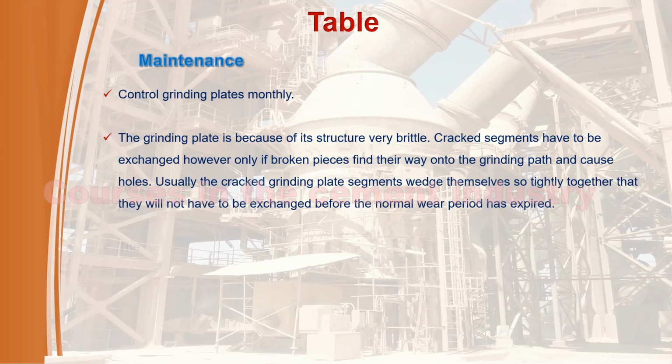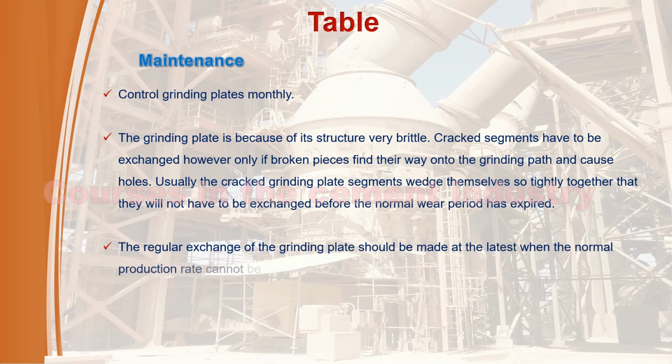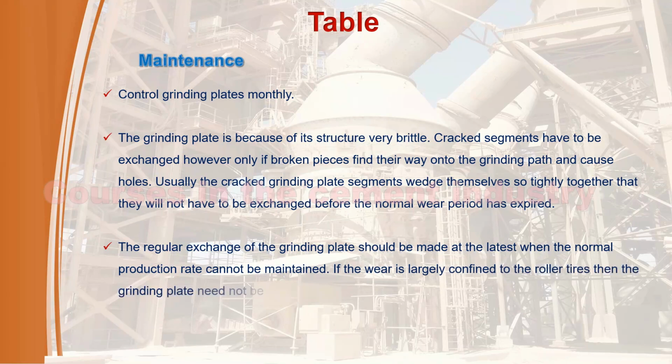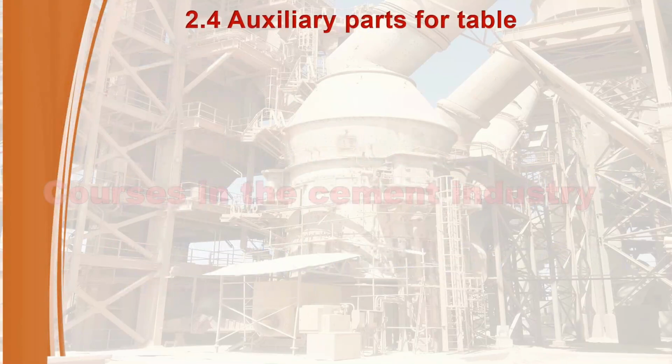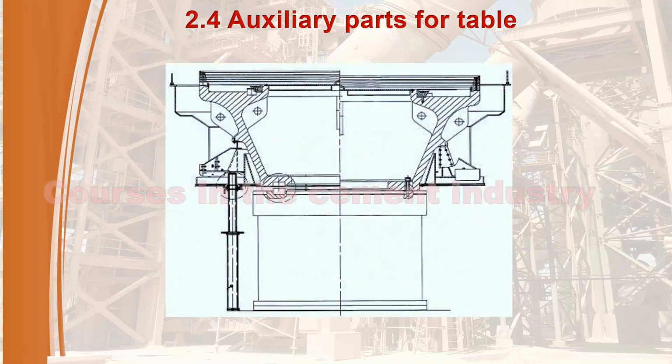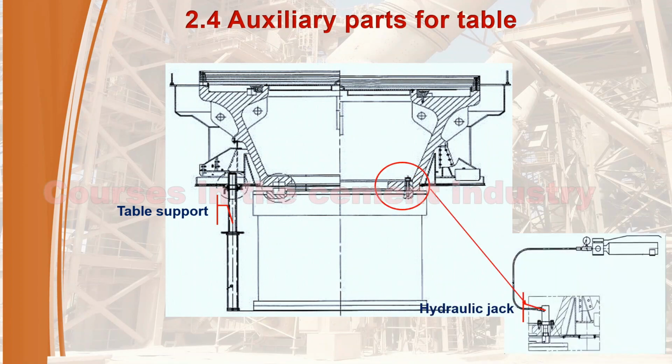3. The regular exchange of the grinding plate should be made at the latest when the normal production rate cannot be maintained. If the wear is largely confined to the roller tires, then the grinding plate need not be changed. Auxiliary parts for table. 1. Table support, used when changing the gearbox. 2. Hydraulic jack. Use these auxiliary parts for the table during maintenance work.